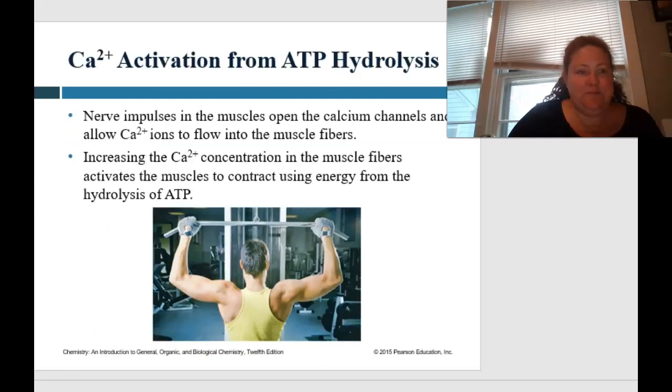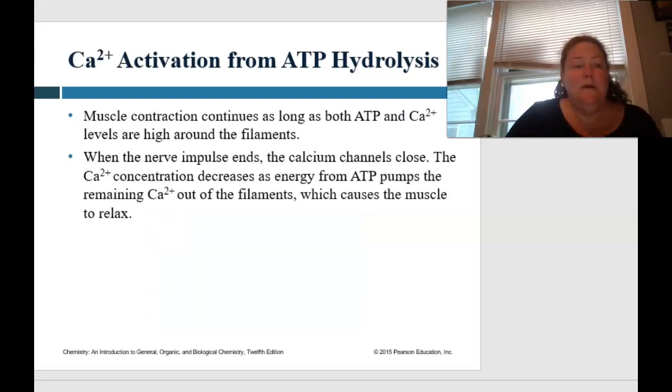So that's quite a bit. Well, what happens? It's not just one simple process. Our body is very complex. And so we also have calcium activation from ATP hydrolysis. So those nerve impulses in the muscles, they're going to open those calcium channels, and they're going to allow calcium ions to flow into the muscle fibers. Well, increasing this calcium concentration in the muscle fibers, you guys learned in A&P, is going to activate that muscle to contract, and it's going to use the energy that we made from the hydrolysis or breaking apart of ATP. Okay.